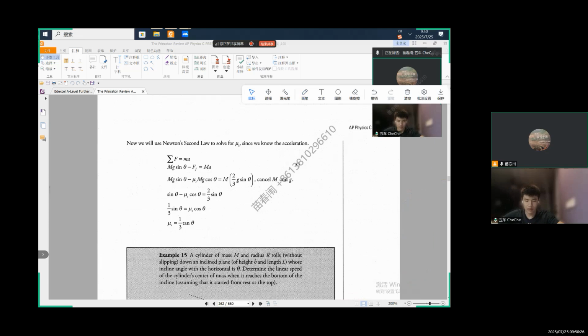Okay. A cylinder of mass m and radius r rolls without slipping down an incline whose inclined angle with the horizontal is theta. Determine the linear speed of the cylinder's center of mass when it reaches the bottom of the incline.